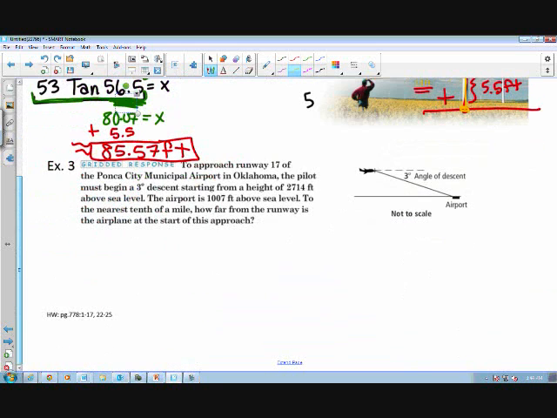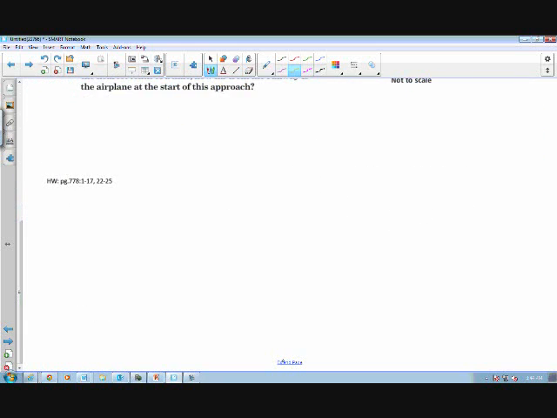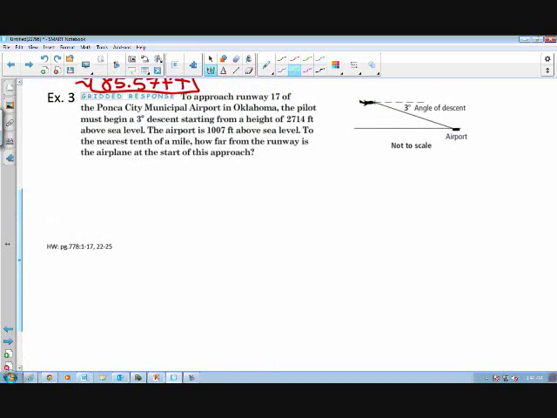Okay, one more problem for the notes. Pictures help a ton. So, I hope you're looking at the pictures, and I hope on your homework you draw the pictures and you label the pictures. To approach runway 17 off the, how do you say that? Ponca City Municipal Airport in Oklahoma, the pilot must begin a 3-degree descent starting from a height of 2,714 feet above sea level.